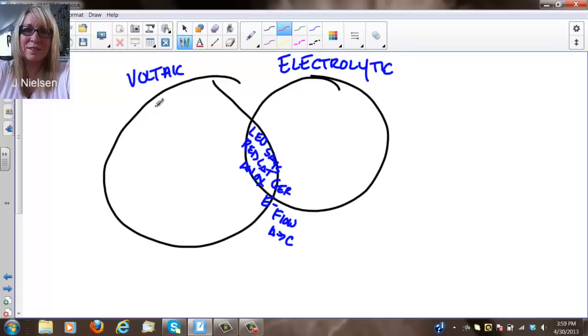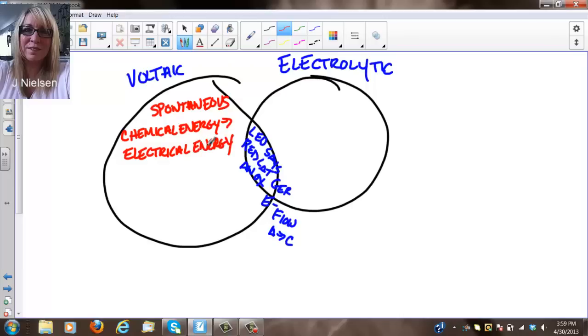Okay, for voltaic, it's spontaneous, and it's always going to be chemical energy converted to electrical energy. And the anode is going to be negative, and the cathode is going to be positive.